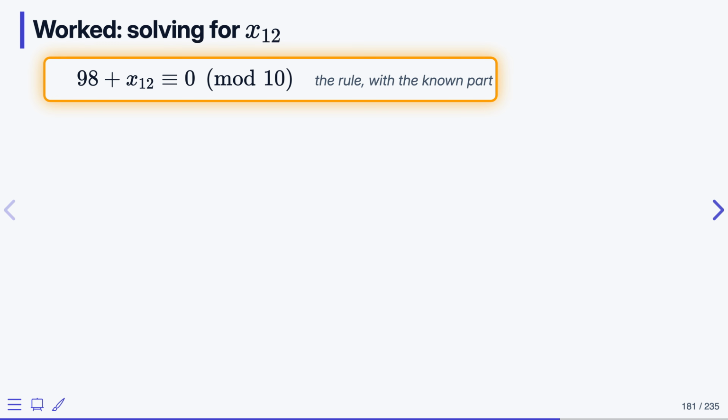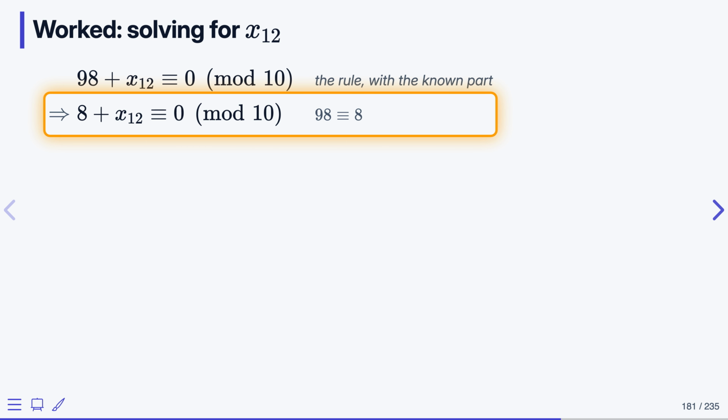Now solve for the missing digit. Line 0. The rule says the whole weighted sum must be congruent to 0 mod 10. So 98 plus the check digit is congruent to 0. Step 1. Reduce the 98 first. 98 is congruent to 8 mod 10. So 8 plus the check digit is congruent to 0.